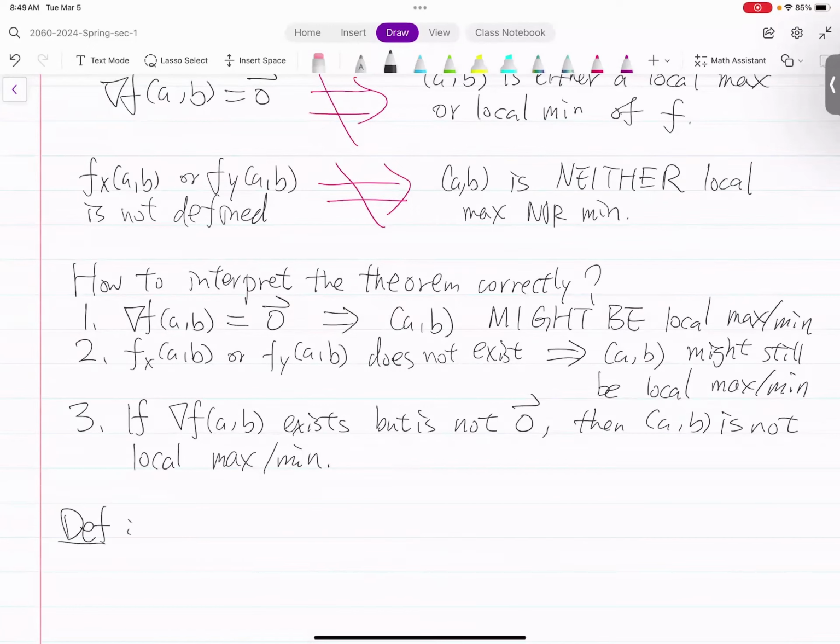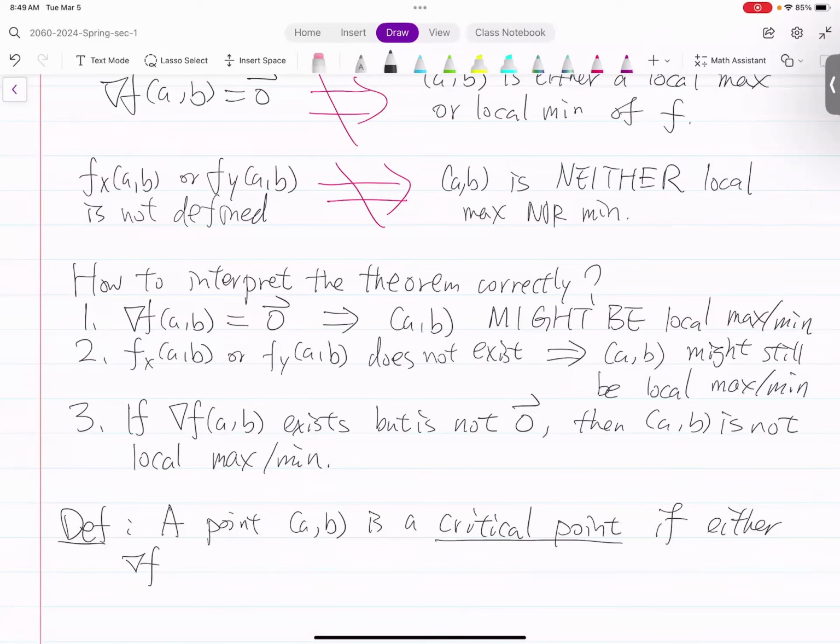So that's once again an extension from single-variable calculus. Okay, so definition: a point (a, b) is a critical point if either the gradient of the function at the point is a zero vector, or if either f sub x or f sub y does not exist.